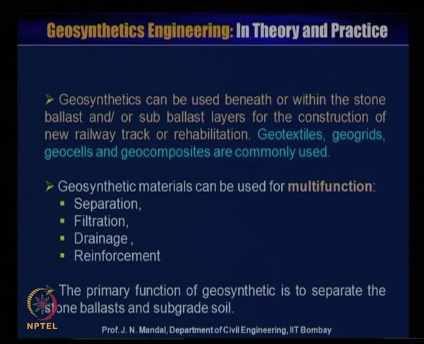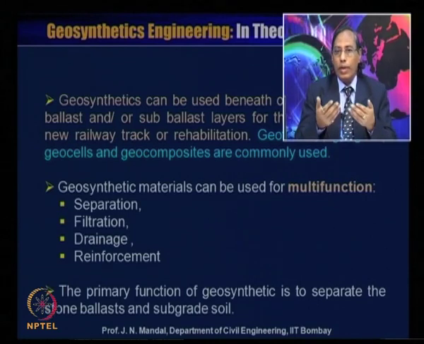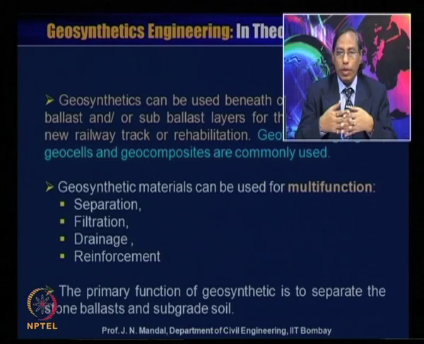So, we will show some of the sites where geosynthetics can be used beneath or within the stone ballast and or the sub ballast layer for the construction of a new railway track or rehabilitation. You can use geotextile, geogrid, geocell, geocomposite, and also gabion, which are commonly used. Geosynthetic material can be used for multiple functions. It can act as a separation, filtration, drainage, and also as a reinforcement.